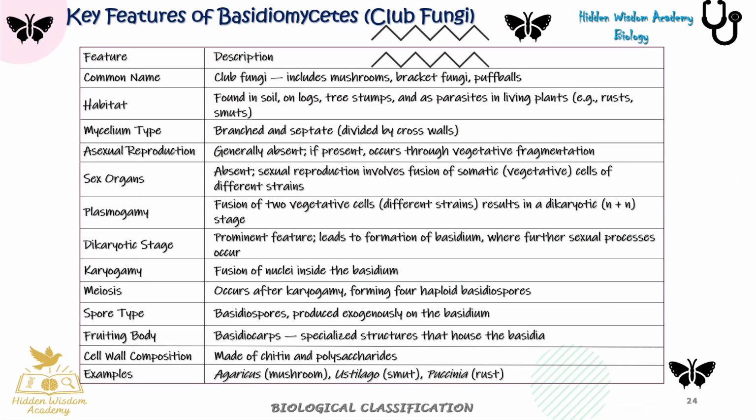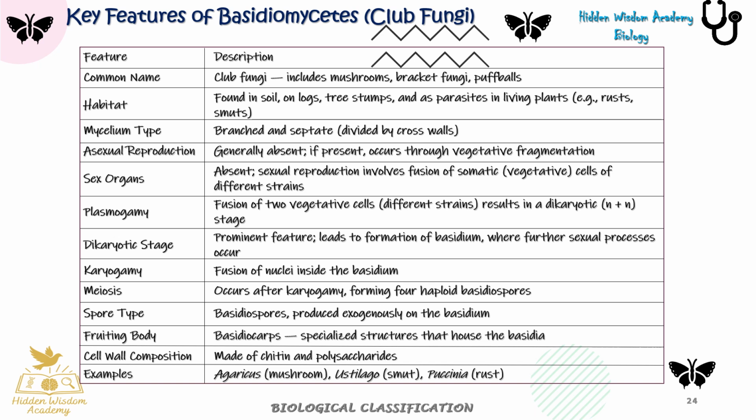Key features of Basidiomycetes, club fungi, with their description. Common name is club fungi. They include mushrooms, bracket fungi, puffballs. Habitat: found in soil, on logs, tree stumps, and as parasites in living plants, examples, rusts, smuts. Mycelium type: branched and septate, divided by cross walls. Asexual reproduction: generally absent; if present, occurs through vegetative fragmentation. Sexual reproduction involves fusion of somatic, vegetative, cells of different strains.